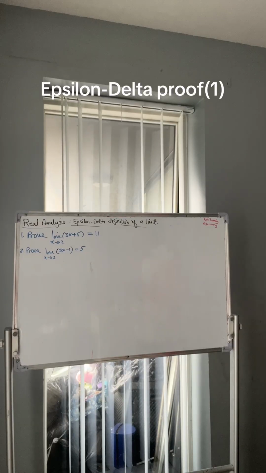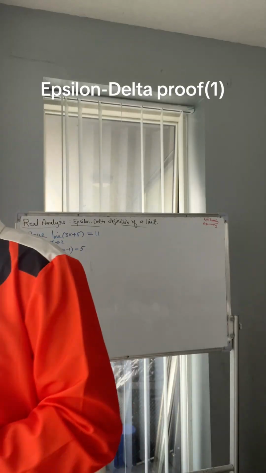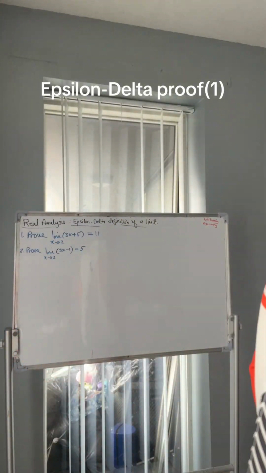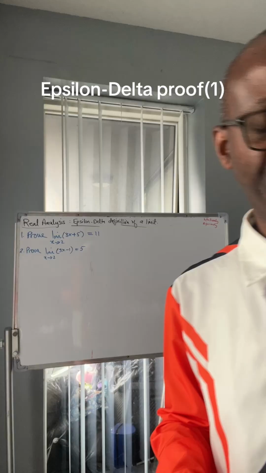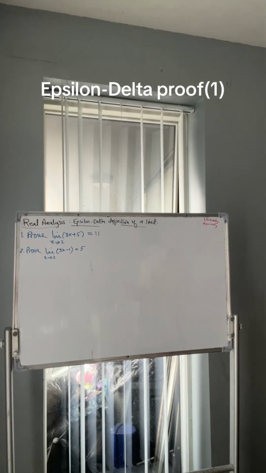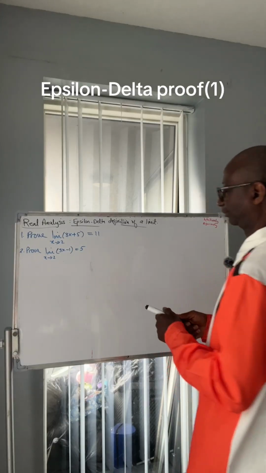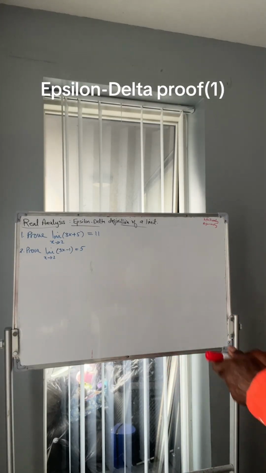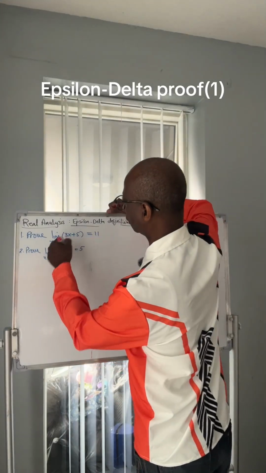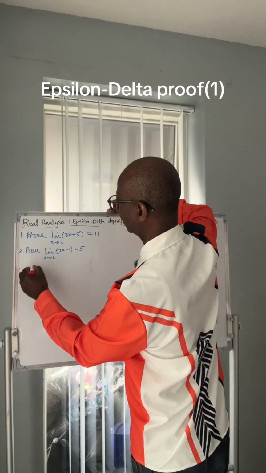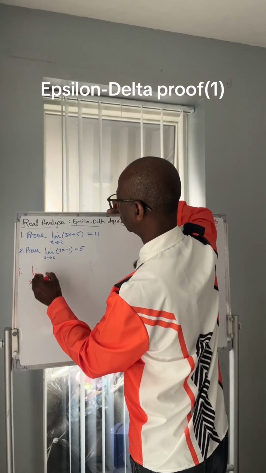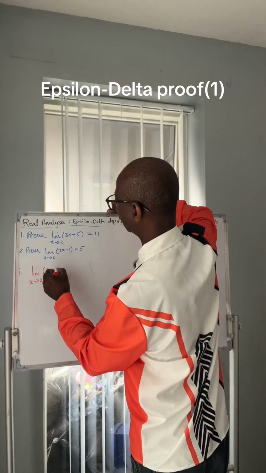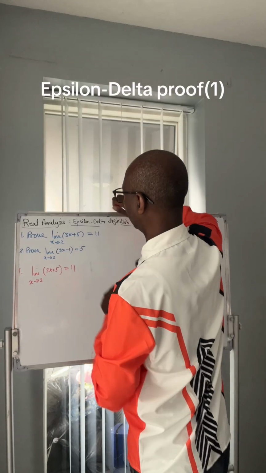Now, remember the definition for a limit using the epsilon delta definition of a limit, because that is what these problems are talking about. Let's look at the first one, problem number one. It says the limit as x tends to 2 of 3x plus 5 equals 11.